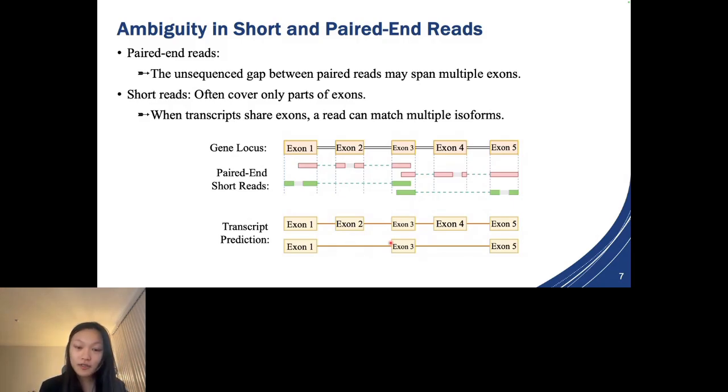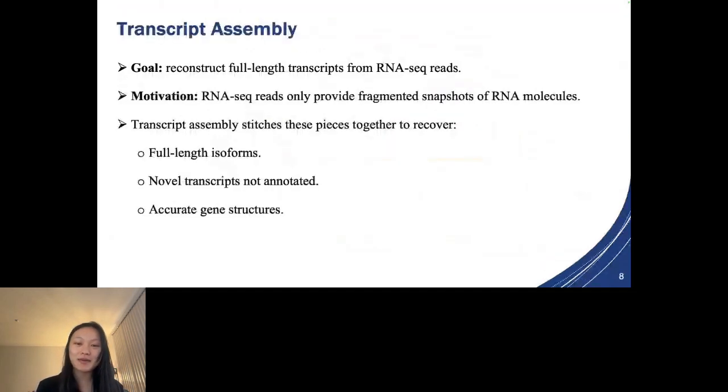But what if the first read actually came from the same molecule as the last one? So I changed the color here. As you can see, our interpretation could change completely. With only these fragmented reads, it's difficult to be certain about the full structure of the original transcripts that were present in the sample. This challenge, arising from the nature of current single-cell RNA-seq and the short paired-end reads, motivates the core computational task of our research, transcript assembly.